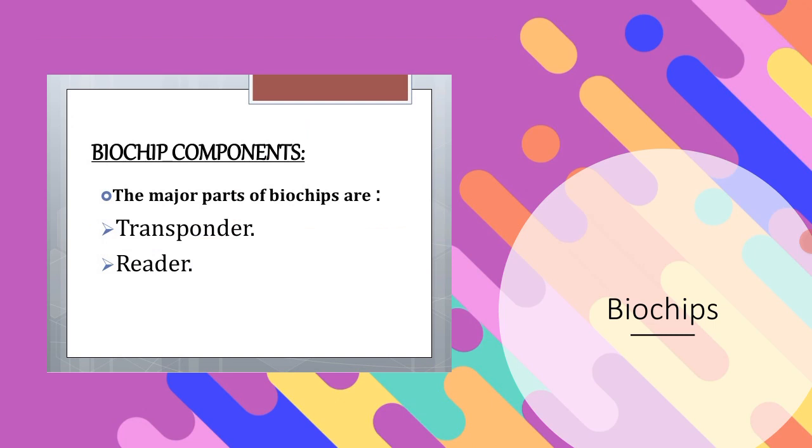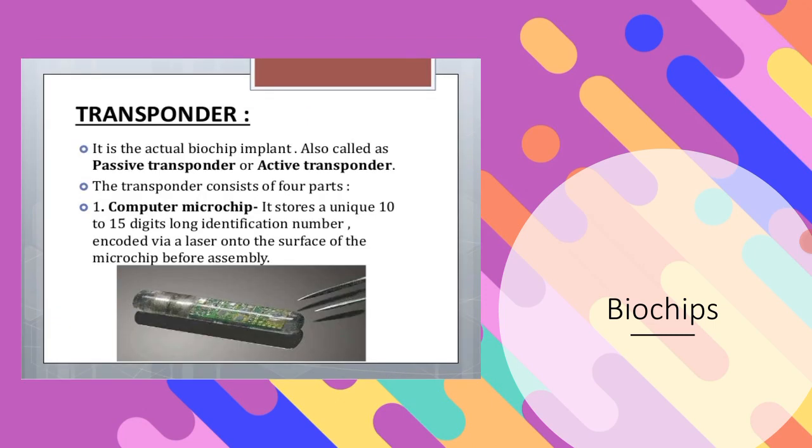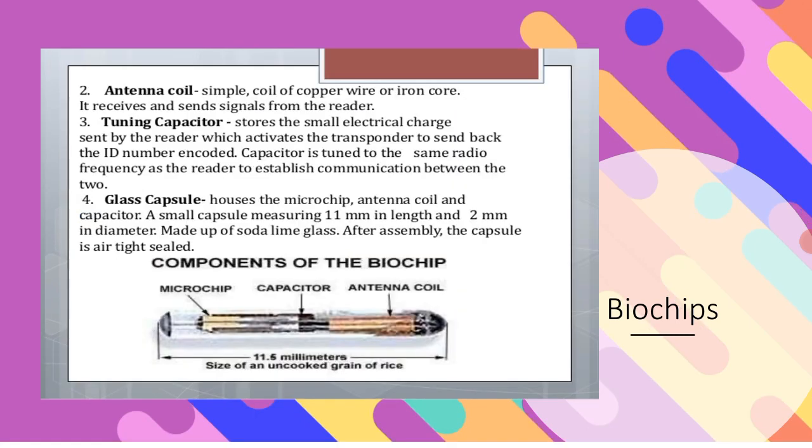In that component we saw the first one, that is the transponder. And the transponder is again divided into four parts, namely the computer microchip. We saw the functioning of the computer microchip, then the antenna coil, tuning capacitor, and the glass capsule. So these four parts are present in the transponder. We saw the functioning of each part of the transponder.